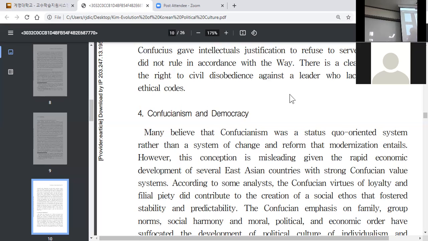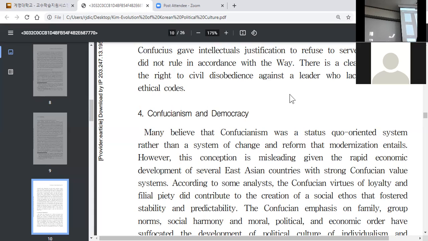So many people believe that Confucianism was a status quo system rather than a system of change, and that modernization, say Korea 1960 to present, changed all that. Is that really true? Did Confucianism get weaker when modernization came to Korea? Lots of scholars argue that. And that's part of what these three papers talk about. How important is Confucianism today? How much has modernization weakened the classic relationships, social relationships, political relationships, economic relationships?